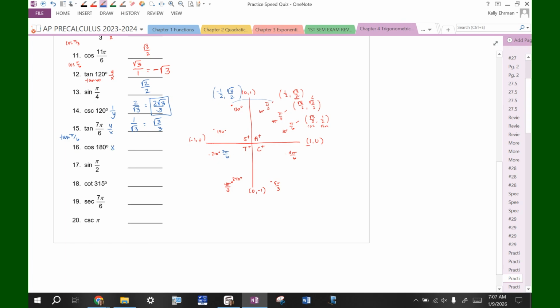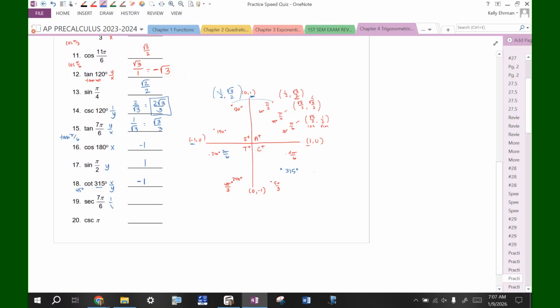Cosine of 180 is the x-coordinate at 180, negative 1. Sine of pi over 2 is the y-coordinate at pi over 2, positive 1. Cotangent of 315, this ends in a 5, so that is the 45-degree angle. So think about the x over y at 45 degrees, really. The x over y is the same number divided by itself, so it's going to be 1. And you're in quadrant 4, where tangent and cotangent are negative.